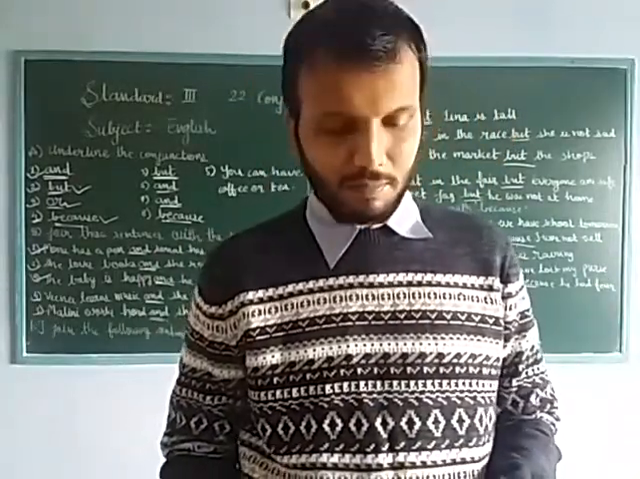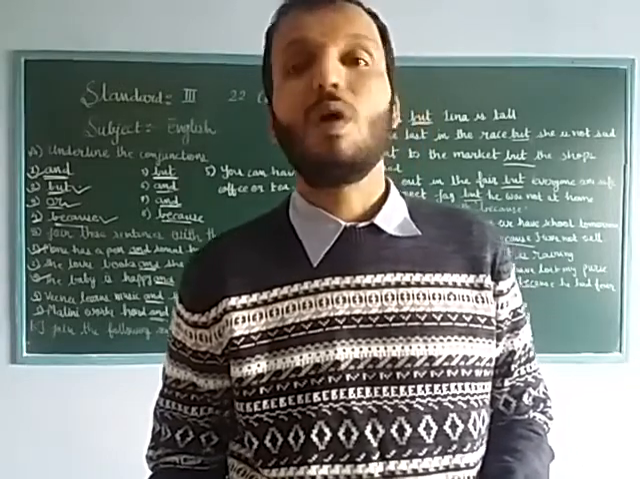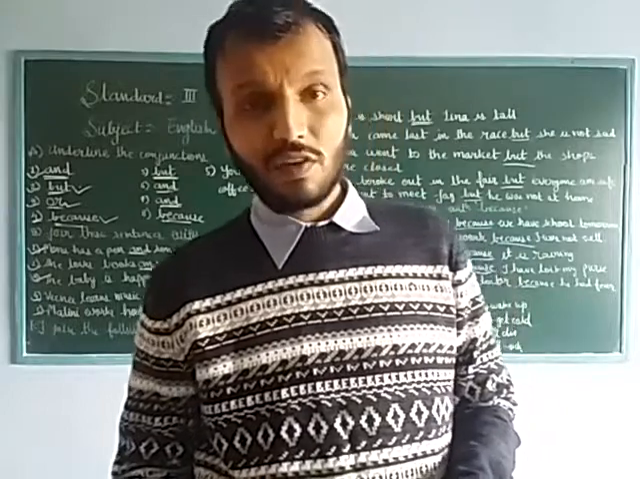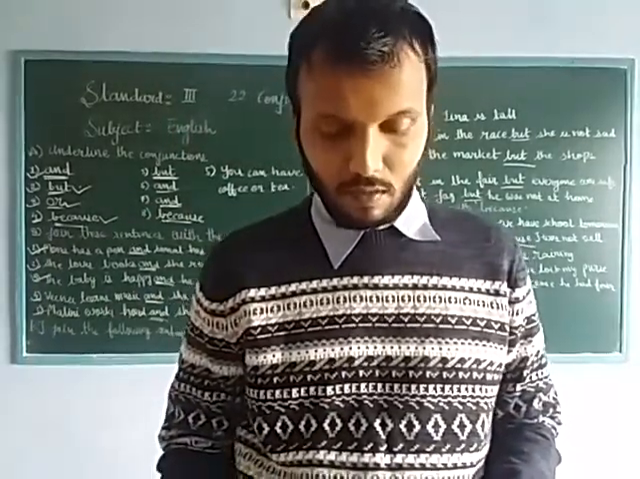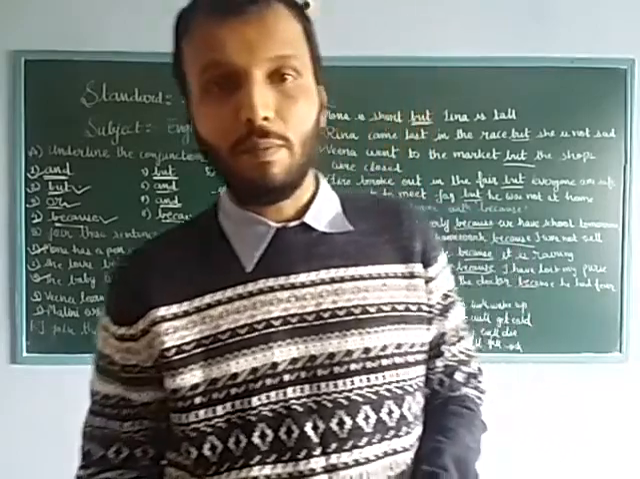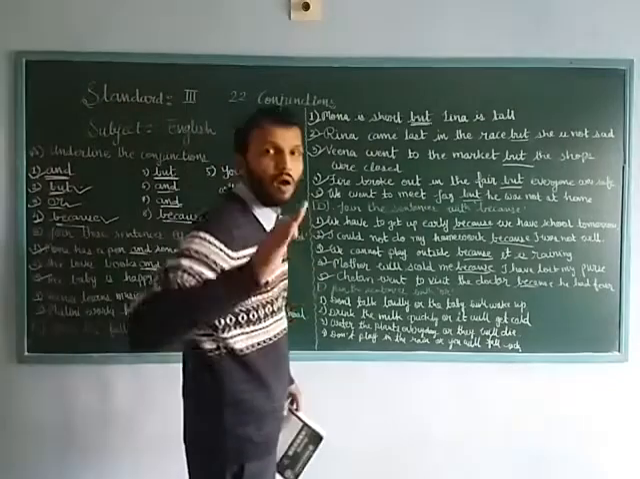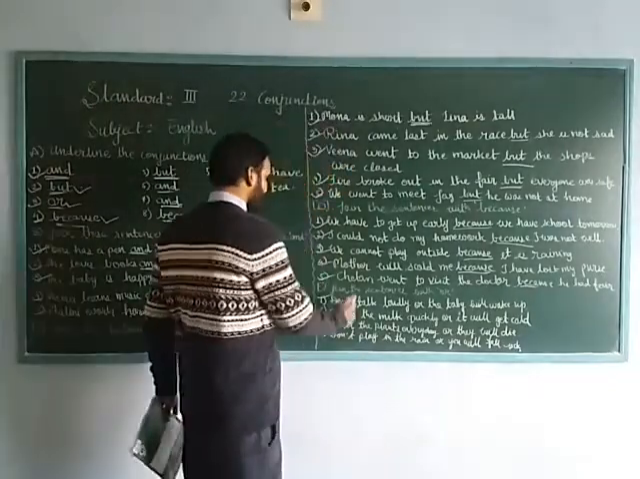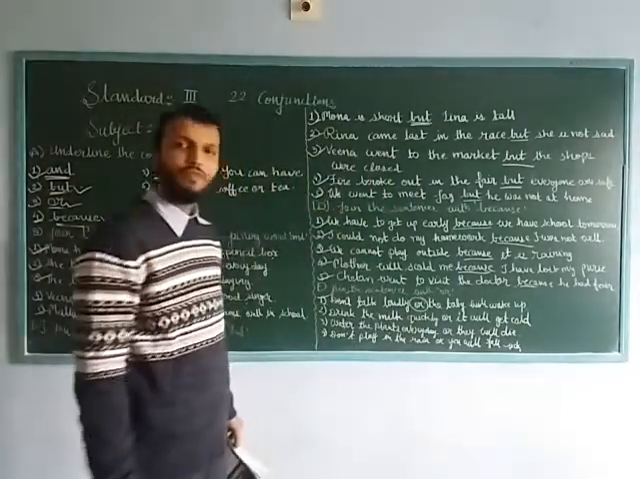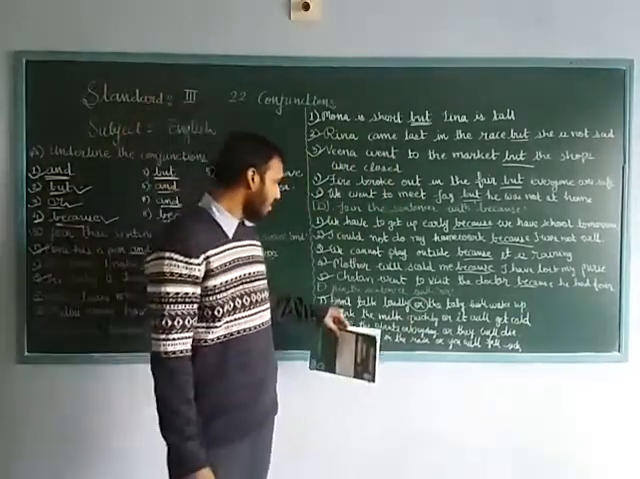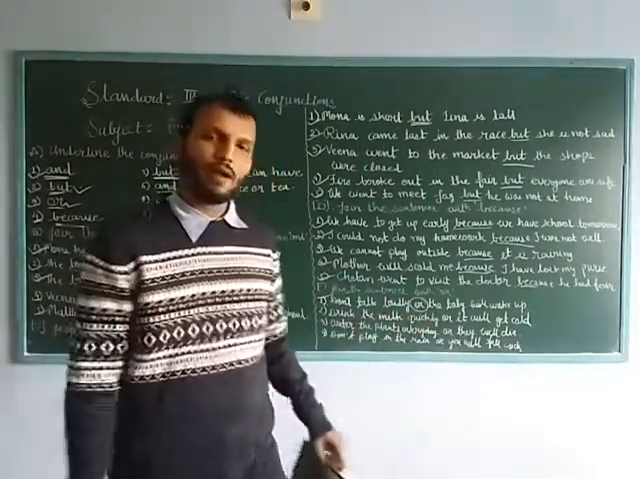Now E number, join the following sentences with the help of the joining word or. First number, don't talk loudly. The baby will wake up. So how can we join this sentence? By using or. So here I have written, don't talk loudly or the baby will wake up.